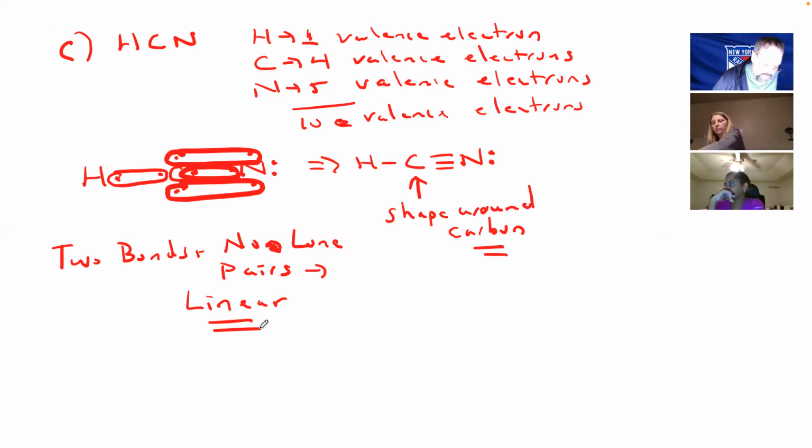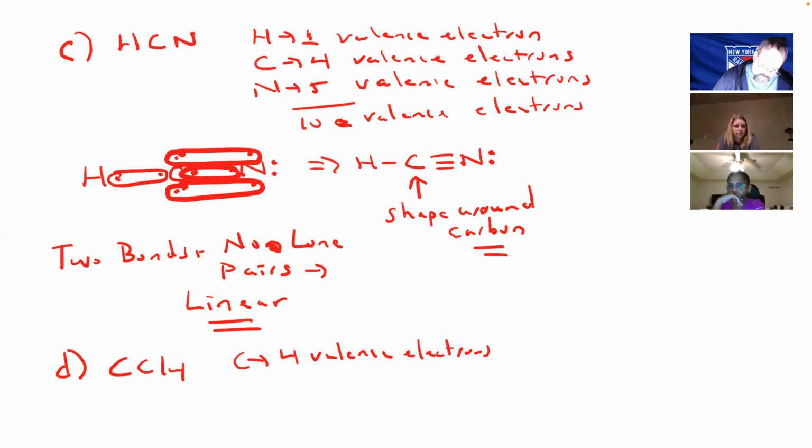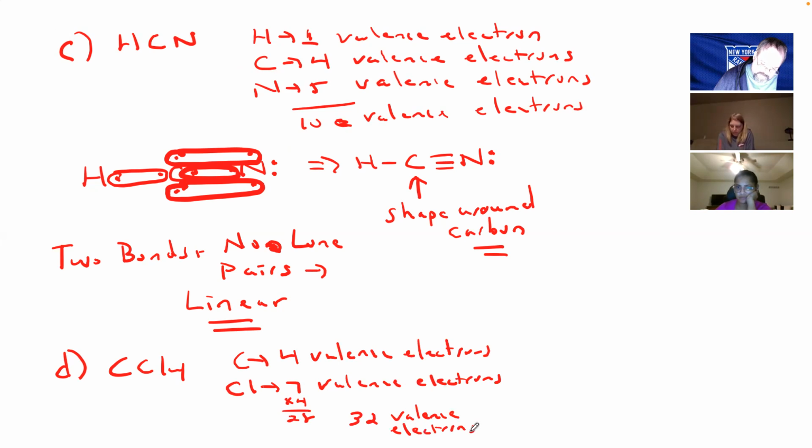Right? And then the last one, D, CCl4. So carbon has 4 valence electrons. Chlorine has 7 valence electrons. 7 times 4, 28. Multiply that by 4 to give us 28. So we're going to have 32 valence electrons total. Always good just to keep track of the total.